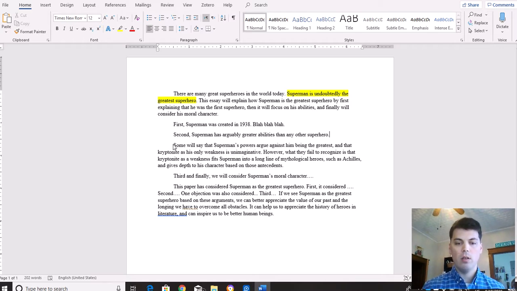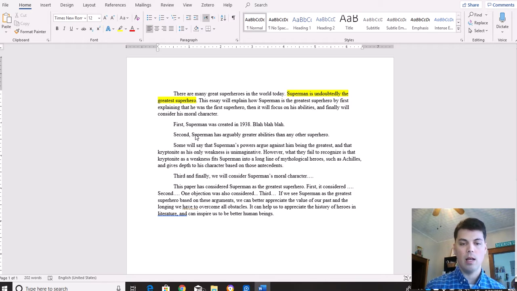I could also, after that, deal with an objection, and you can just read this paragraph here. I won't read it for you. But here the person is objecting that Superman having just one weakness, kryptonite, otherwise he's invincible, that's not really interesting. I'm actually going to anticipate objections like that, and if it's a significant enough objection, I'm going to have another paragraph for that.